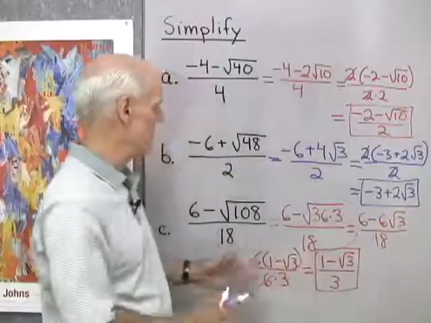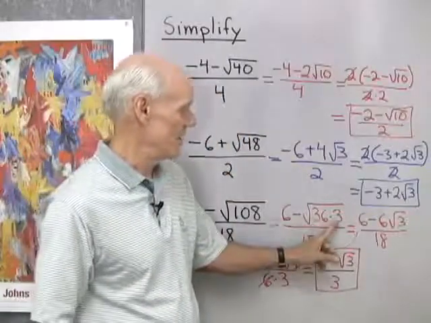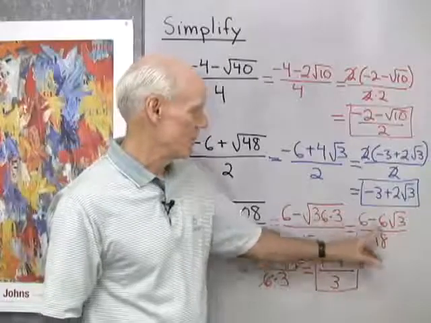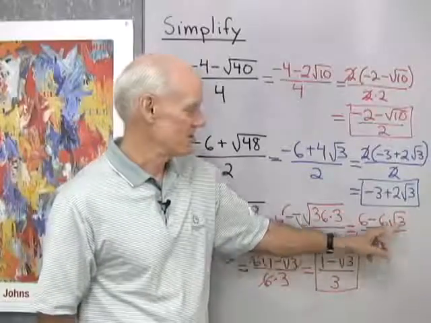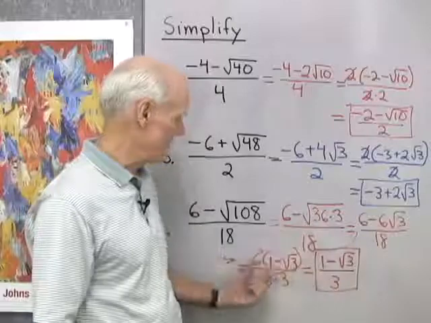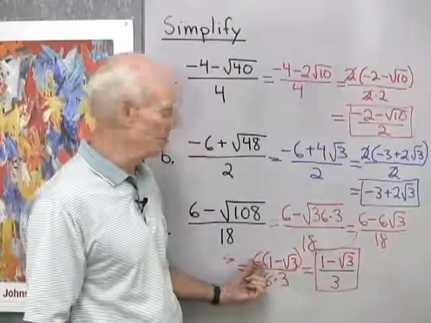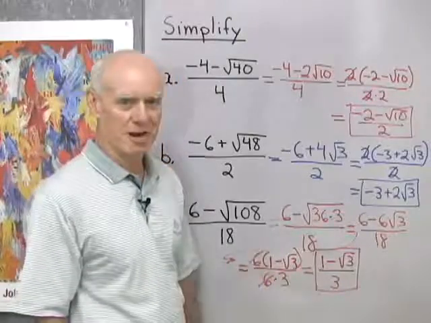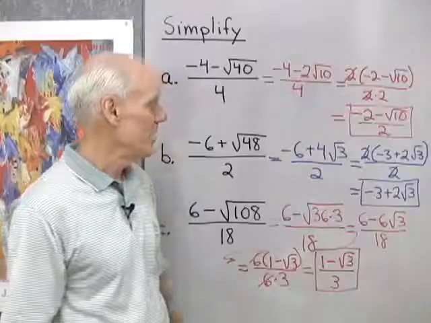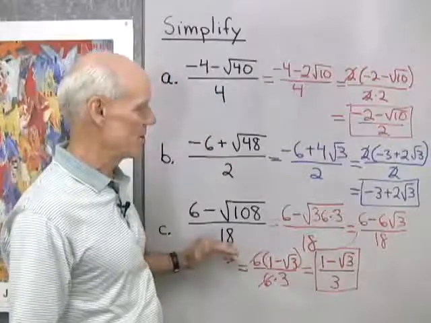I showed one extra step here where I showed the 108 is 36 times 3. Then I took the square root of 36 outside as 6, square root 3, and then factored out that greatest common factor 6 from the numerator, and then divided out those common factors in the numerator and denominator. So that's how we simplify expressions like this.